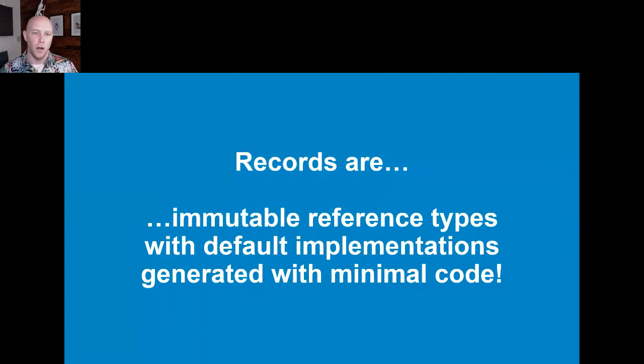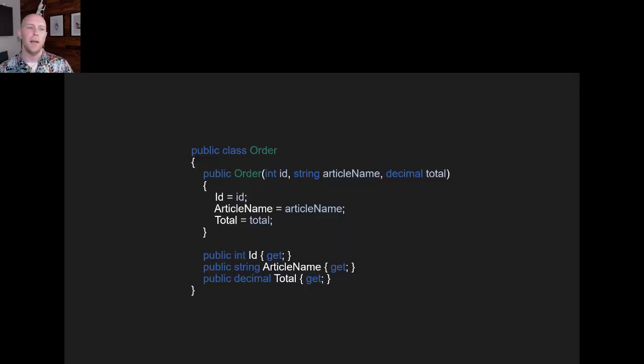We're not getting a new type at all. Records are immutable reference types with default implementations that are generated for us. So they're just reference types. They're just like a class. But imagine that you have this class here. Simple order. It's got 3 properties: ID, article name, total. We have to have a constructor. And inside the constructor, we need some boilerplate code here and here and here and here, which is just there because we needed a very simple immutable class to represent an order. And we needed all of that boilerplate code.